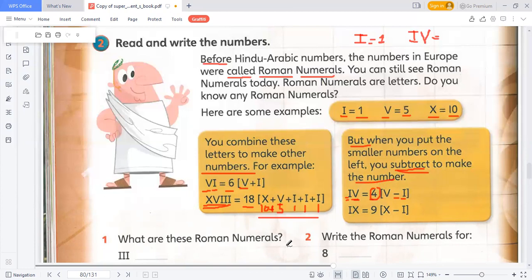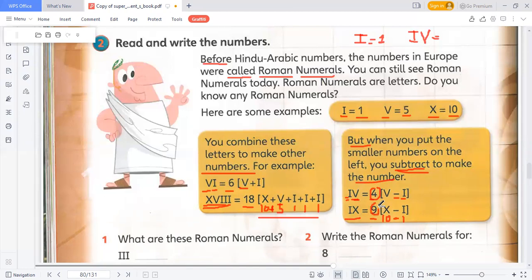Okay, another one. I and X. Why is it 9? It's a subtract. Correct. So X is equivalent to 10, right? 10, yes, correct. 10 and then 1 is I. So it's 9. That's why it's 9.